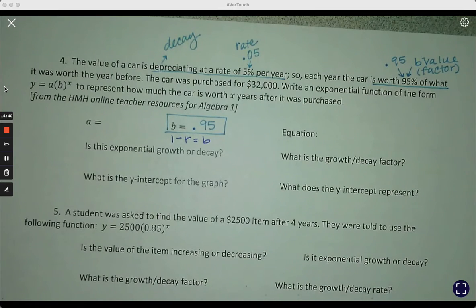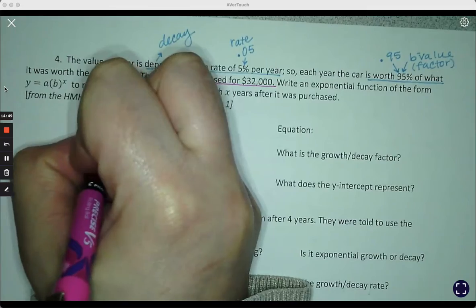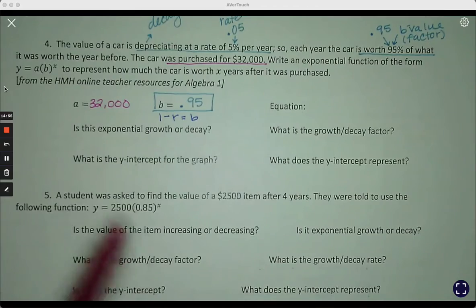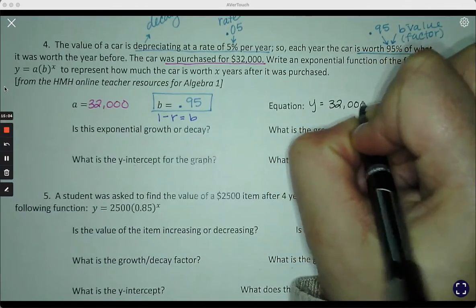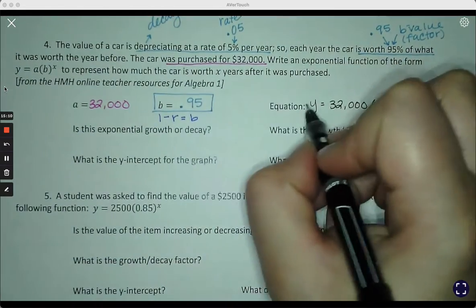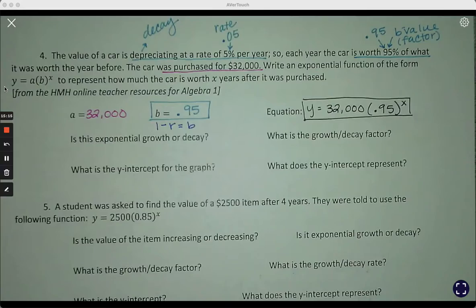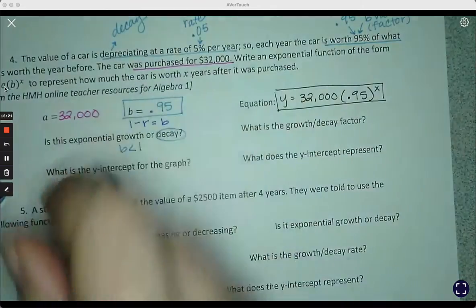Okay, the car was purchased for $32,000. So we purchased for $32,000. Write an exponential function of the form to represent how much the car is worth. Okay, so I have my A value, my B value. Yeah, there's my equation. Okay, so do we have a growth or decay? We have a decay because B is less than 1.